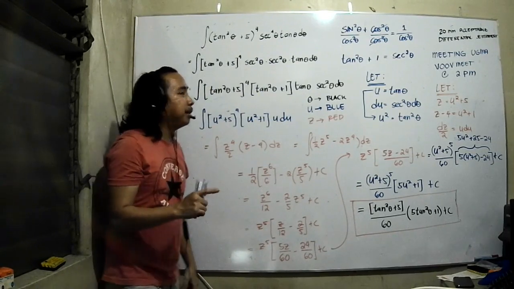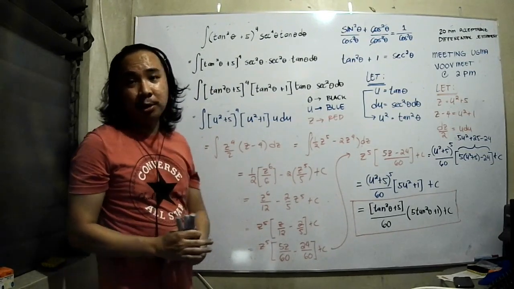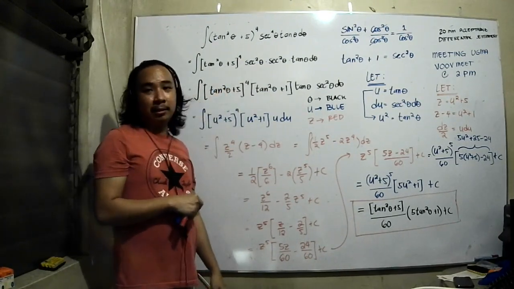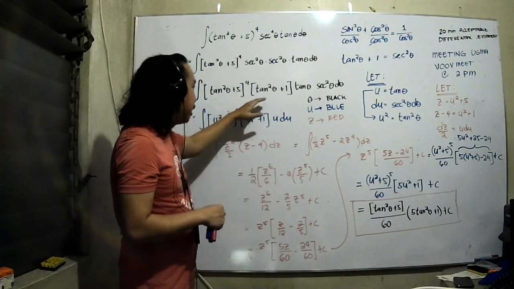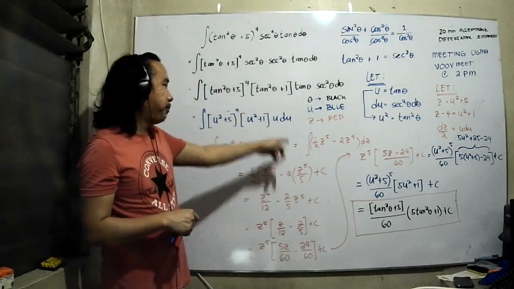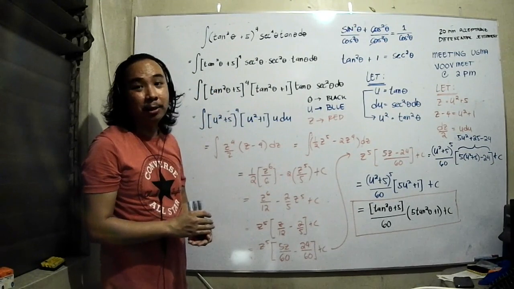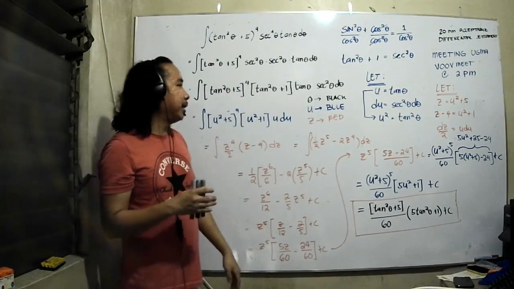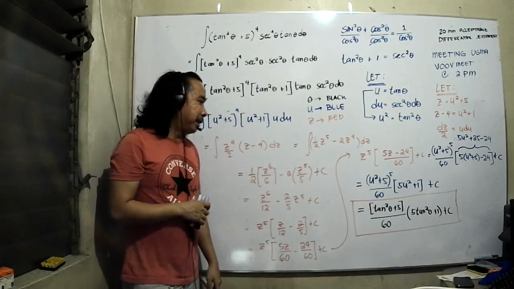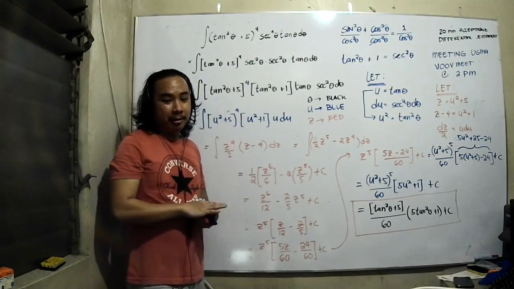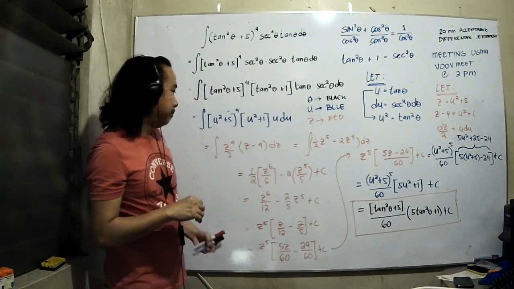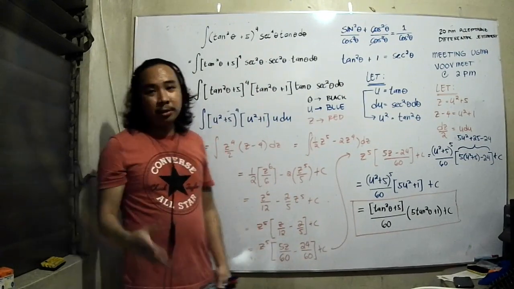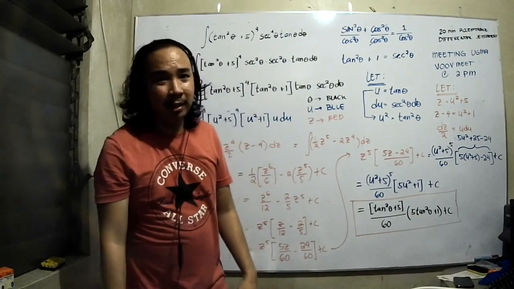Another thing we noticed here is that this is actually a combination problem. It involves trig identities, and at the same time it involves u substitution. So I think this is a very good example. That is the answer. If you have any questions or comments, just kindly post them.